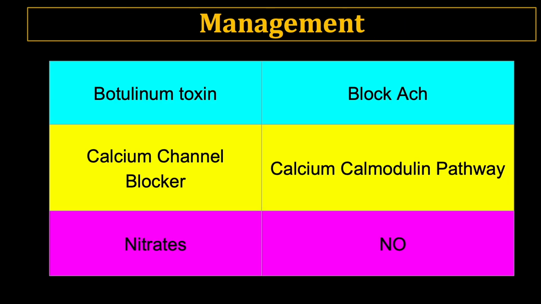The management of diffuse esophageal spasm or distal esophageal spasm is mainly medical. Three different entities are used: botulinum toxin, calcium channel blocker, and nitrates. Botulinum toxin acts by blocking acetylcholine. Calcium channel blocker acts by blocking L-type calcium channels, which prevents muscle contraction by blocking the calcium-calmodulin pathway. Nitrates release nitric oxide, which helps in relaxation of the lower esophageal sphincter.